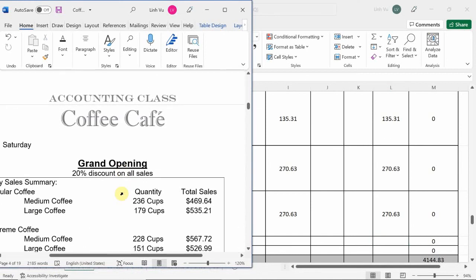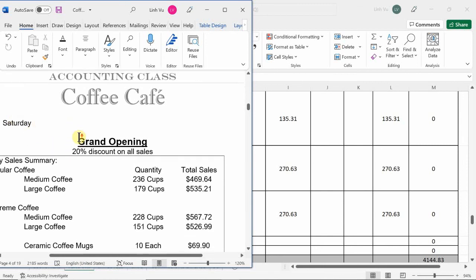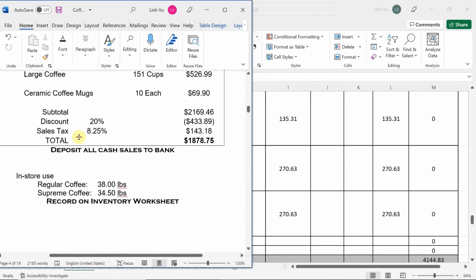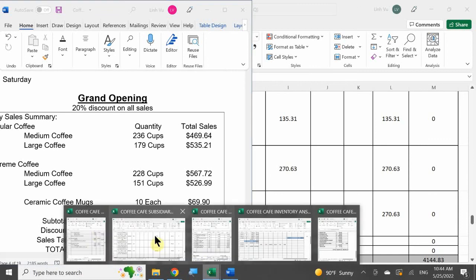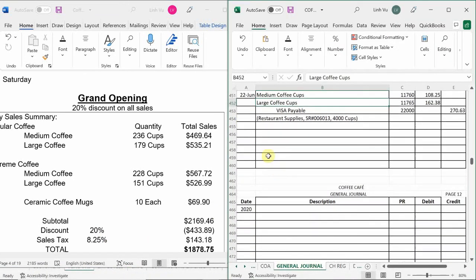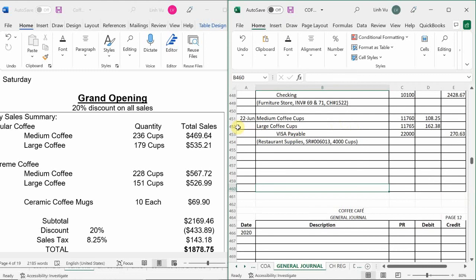Let's see. All right, so the last transaction we have for Saturday is going to be the grand opening sales. In this case, checking sales is definitely not enough space to journalize this transaction. Rule of thumb is we should keep our transactions together.